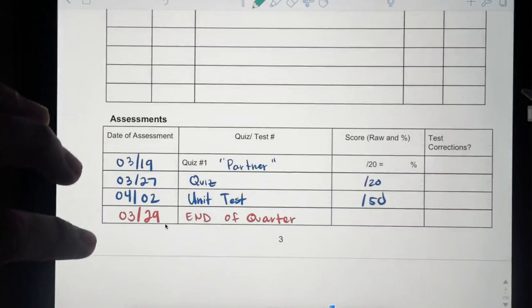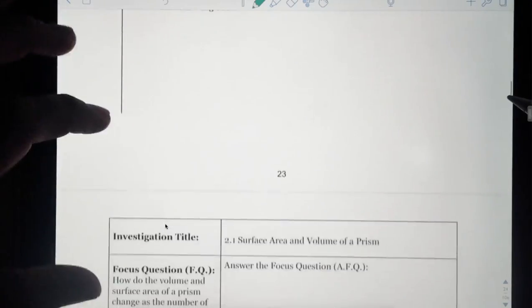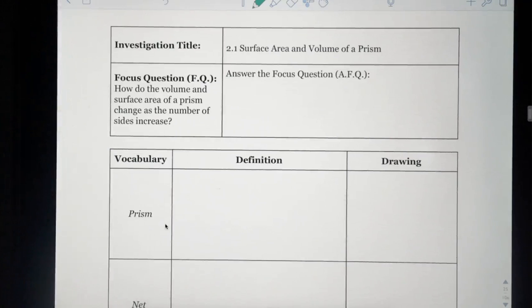All right, so jumping right into it, just a reminder, you have a quiz coming up in about 8 days, so not a week and a half, 8 days. So we're going to jump to section 2.1. Let's see what it looks like. Surface area and volume of a prism.